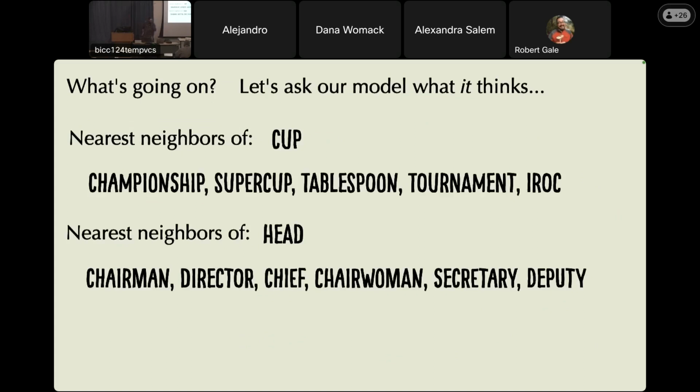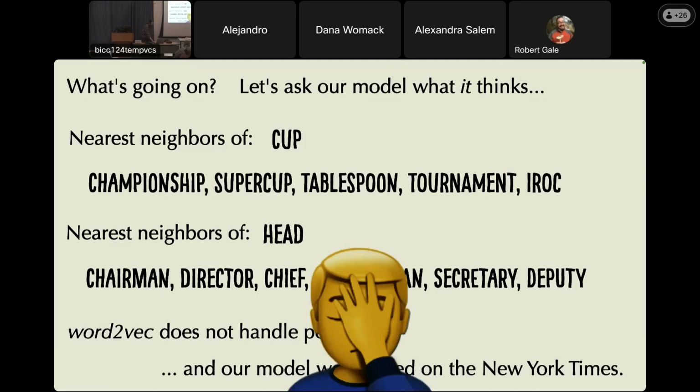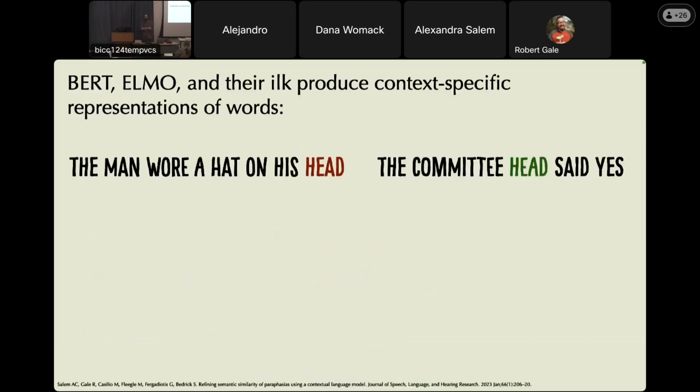So the problem that we ran up against was that Word2Vec didn't know about polysemy, didn't know about synonyms, and our model only knew about the New York Times. Okay, so we fixed that. By the time we got to this point in the project, there were new kinds of word embeddings that knew about context. The one that became the standard for several years was called BERT.